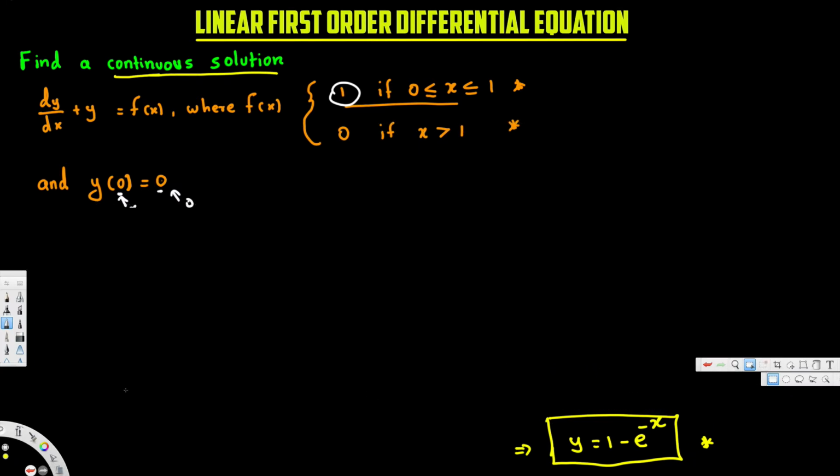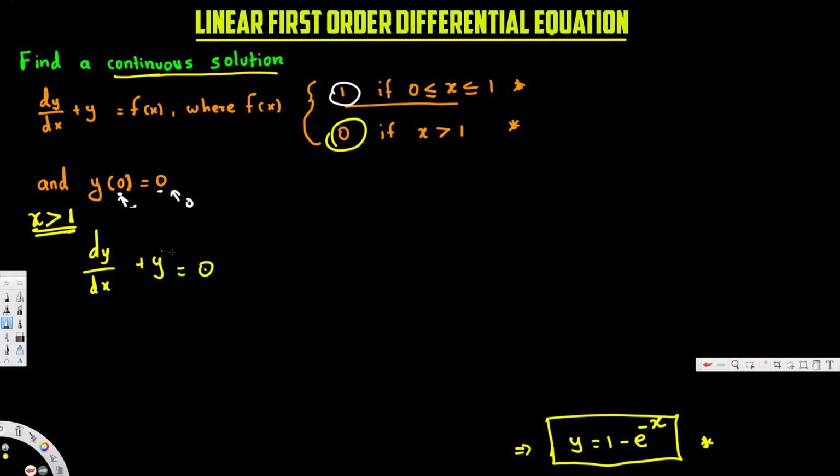Now for the second one, it's the same thing. First, we write dy by dx plus y. Here f of x is 0. We are doing the second condition, right? It's always better to mention the condition: when x is greater than 1. For the first one, you have to write when x is between 0 and 1. After we write this, we put the differential equation. For this one, f of x is equal to 0.